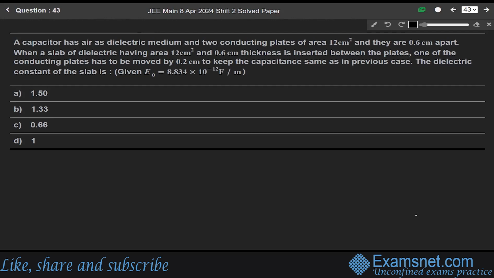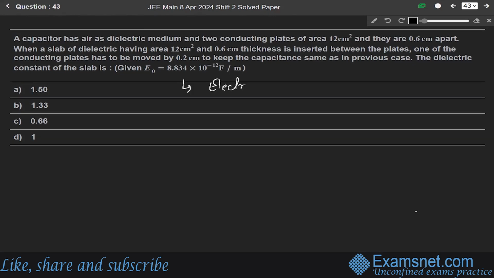So this question is from the chapter of electrostatic potential and capacitance. Okay. So in this question, we are given that there is a capacitor having air as a dielectric medium. Two conducting plates and their area are given, and a slab is placed between them. Okay. So we have to find the dielectric constant of the slab.